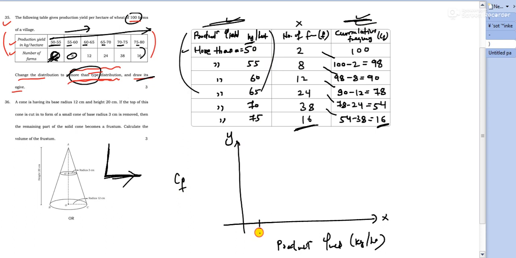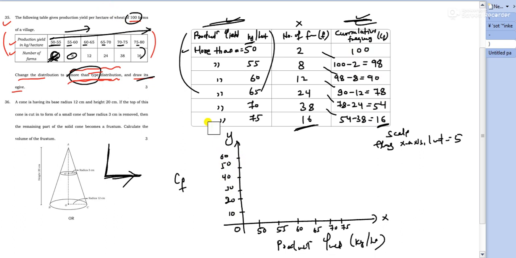So I'll just start from that 50, 55, 60, 65, 70, 75. Got it? And this is 0. So in scale you can write along x-axis, what you have taken? You have taken 1 unit as 5, correct? There is a gap of 5 everywhere. And in y-axis, since it is cumulative frequency, the smallest number is 16 and the biggest number is 100. So you can take 10. So 20, 30, 40, 50, 60.